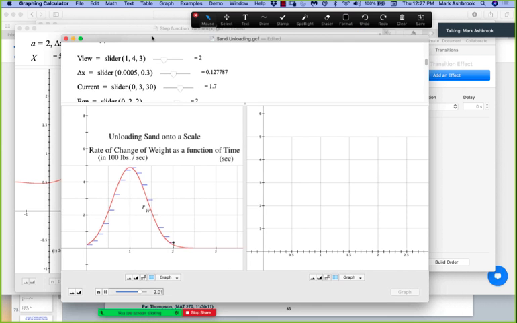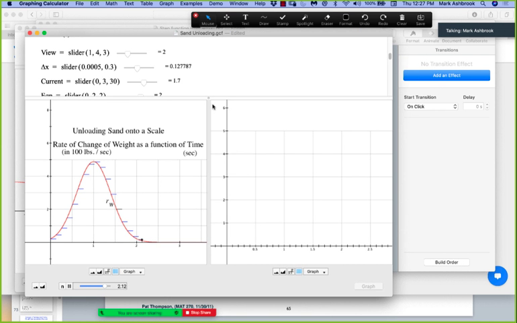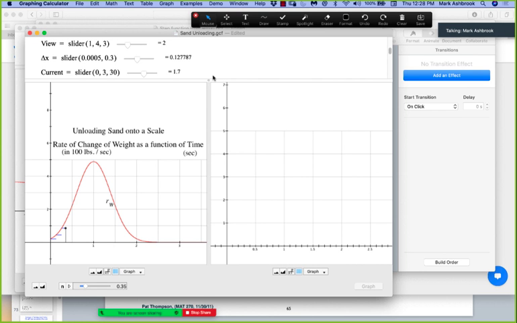which I have working. So this is unloading sand on a scale. This is for the context of unloading sand on a scale, and this over here was the rate of change of weight as a function of time in 100 pounds per second, and so that looks like this.